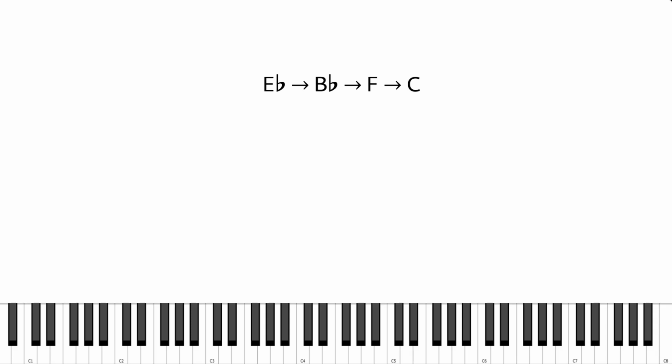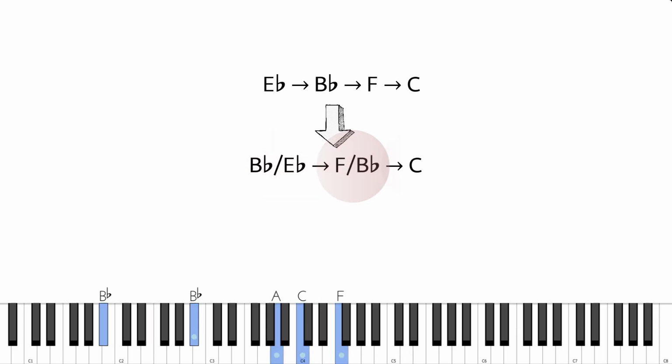Let's now mix things up a little. I'll delay the bass by one chord, so to speak, and play B flat major in the right hand over a bass of E flat in the left hand, F major in the right hand over a bass of B flat in the left hand, and then C major. The slash notation on screen indicates the right hand chord first, followed by the bass after the slash symbol. You can hear this creates an interesting tension in the progression.